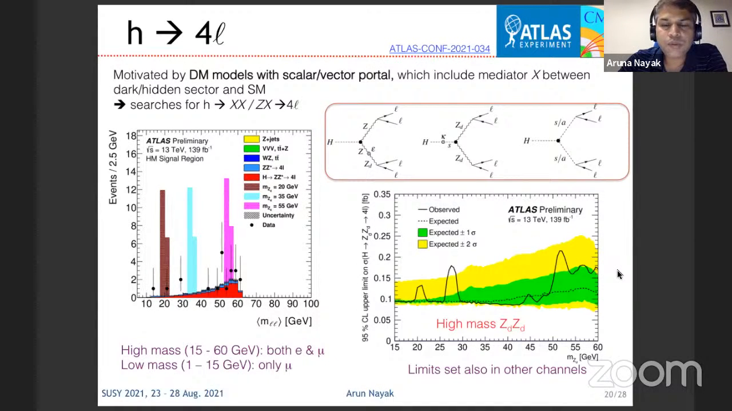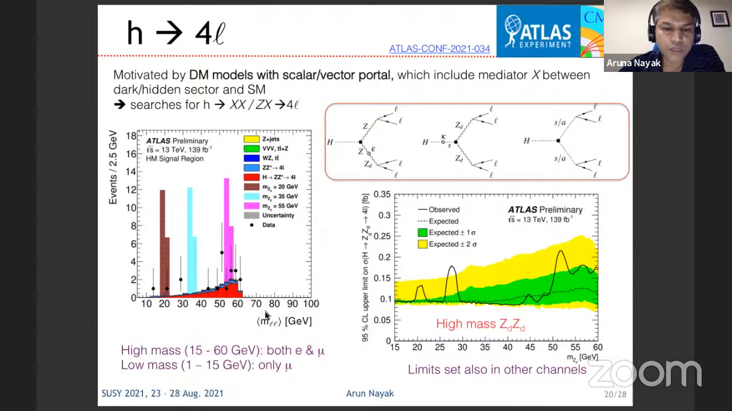A similar analysis is performed also in ATLAS, where the Higgs decays to four leptons via two dark sector bosons. This is motivated by dark matter models with a scalar or vector mediator. So, for example, a Higgs can decay to a Z boson and a dark Z boson, or to two dark Z bosons, or the Higgs can decay to two scalar or pseudoscalar bosons, and in the final state you get four leptons. So you search for four leptons, and the analysis uses both electrons and muons for high mass, but for low mass searches it uses only muons.